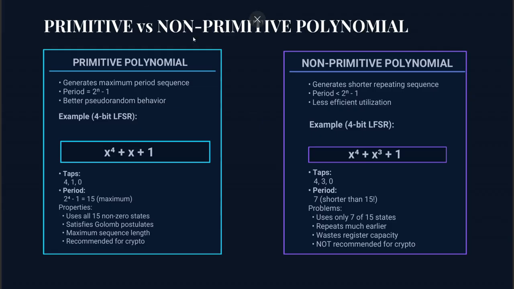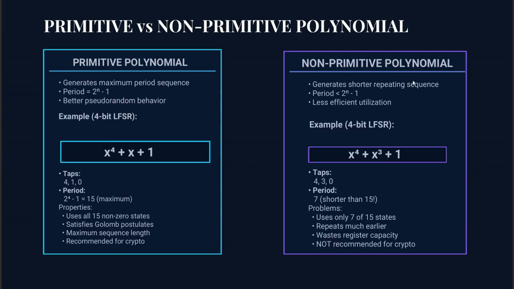Now let us understand the difference between primitive and non-primitive polynomials. A primitive polynomial generates a maximum length sequence. For an n-bit LFSR, the maximum possible period is 2^n - 1. In the 4-bit example, 2^4 - 1 equals 15. The polynomial x^4 + x + 1 is primitive. This means the LFSR can visit all 15 non-zero states before repeating. This produces better pseudo-random behavior and the maximum utility of the registers.